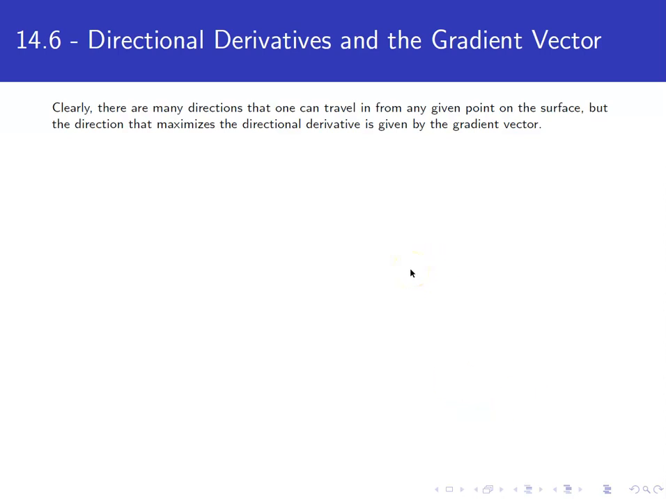However, there's only one direction that maximizes the directional derivative, and that direction is given by the gradient vector. The way we see this is to take advantage of the dot product that we just came up with on the previous slide. The directional derivative is the gradient dotted with the unit vector. We can rewrite the dot product as the product of the magnitudes times the cosine of the angle between them. Since u is a unit vector, its magnitude is 1, so we just get the magnitude of the gradient times the cosine of the angle between the two vectors.